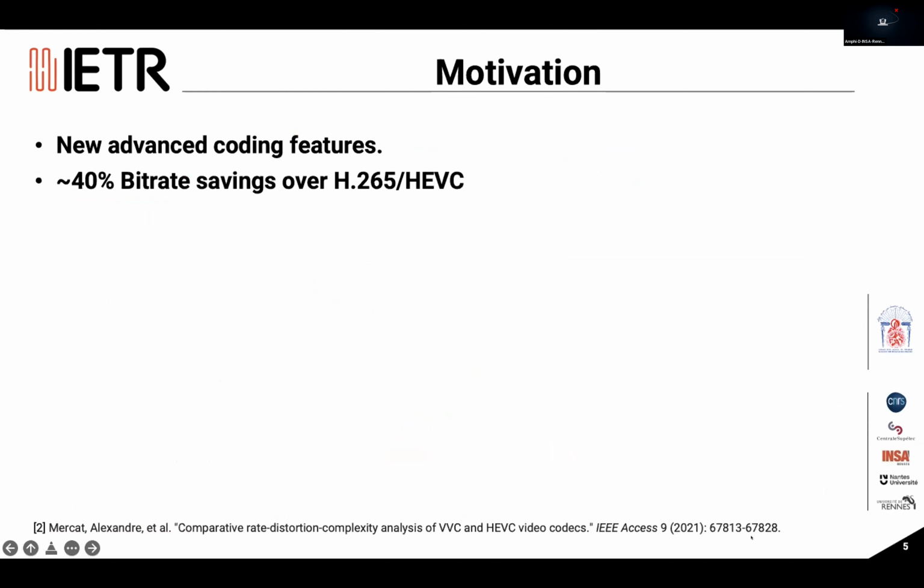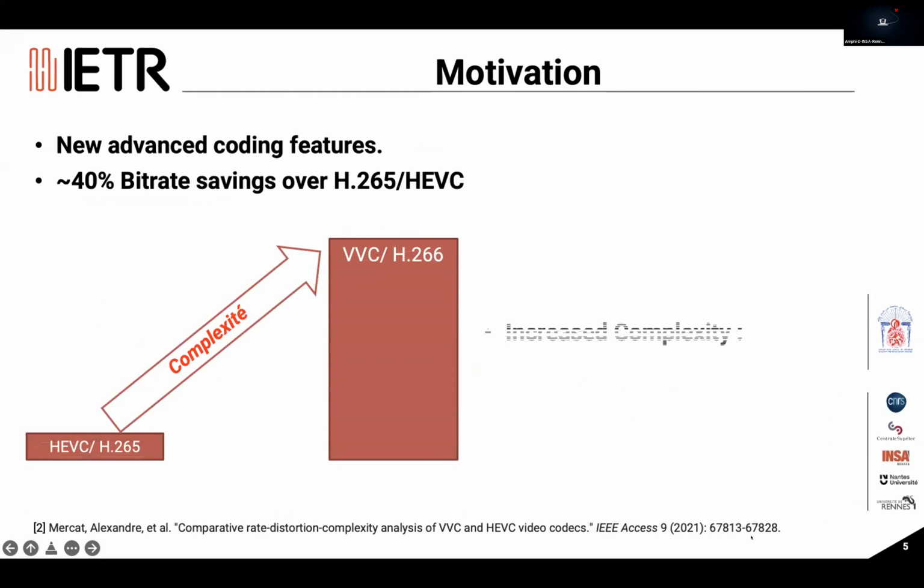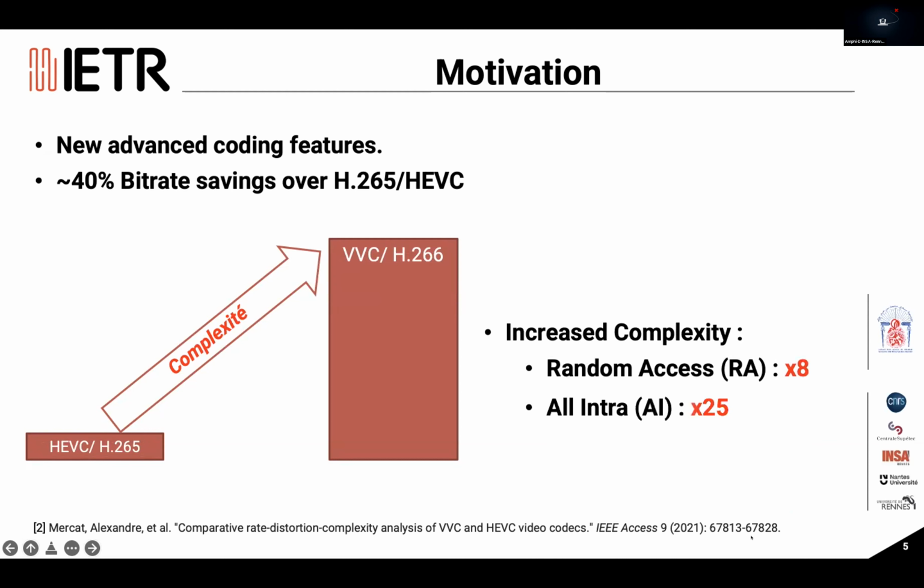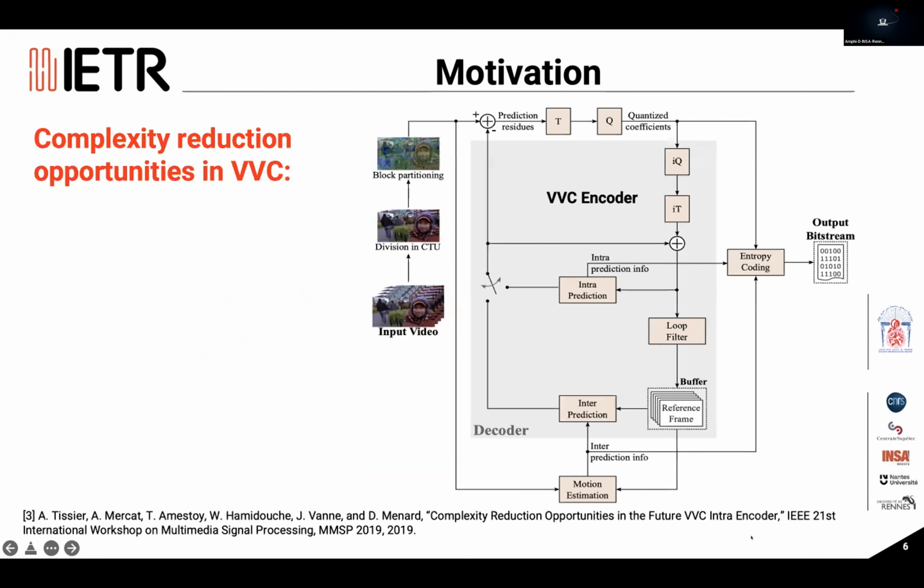In fact, these new coding features allow VVC to provide a great coding efficiency, saving around 40% of bitrate over HEVC, but at the cost of increased complexity: in the random access configuration by a factor of 8, and in the all intra configuration by a factor of 25. This massive increase is caused by these new features.